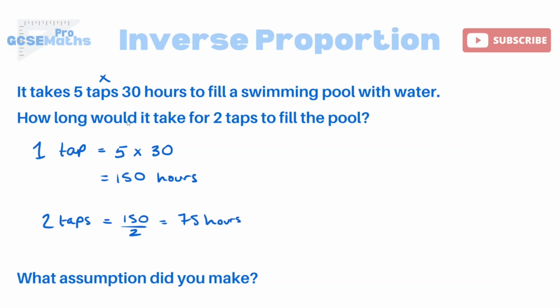That's why we have this method, because the previous one was a little bit more simple to figure out, but this one is a little bit harder, I feel, to work out the numbers because they're not multiples of each other. Again, what assumption did we make? In this particular context, we assumed that the taps fill up the swimming pool at the same rate, or the water comes out of the taps at the same rate. Do you see what I mean? So it's something about the same rate, but to do with the taps or the water.